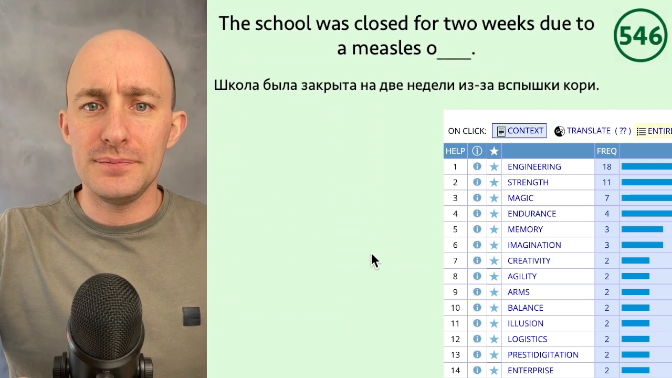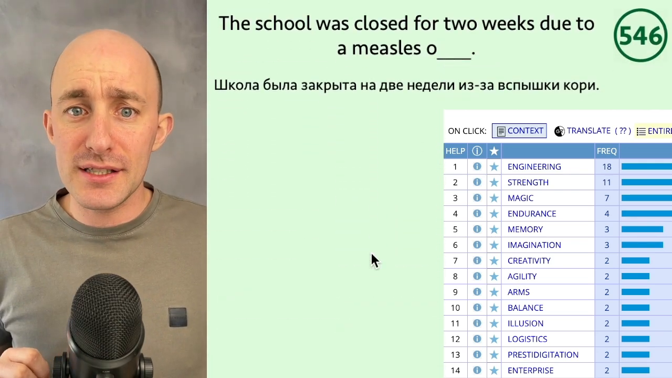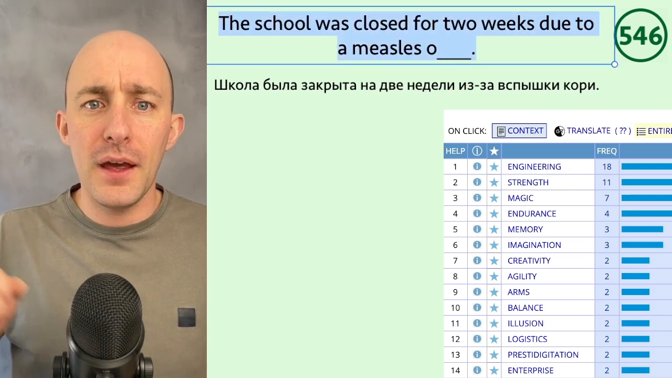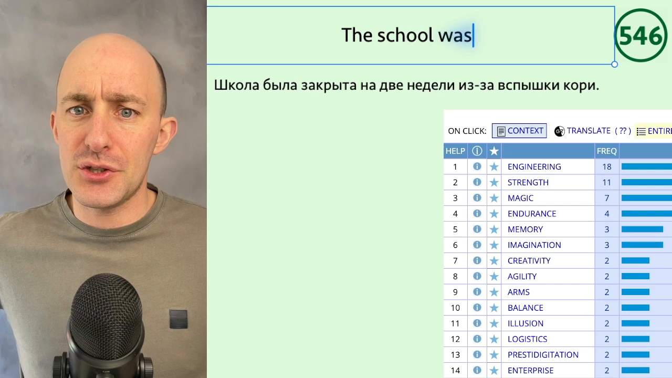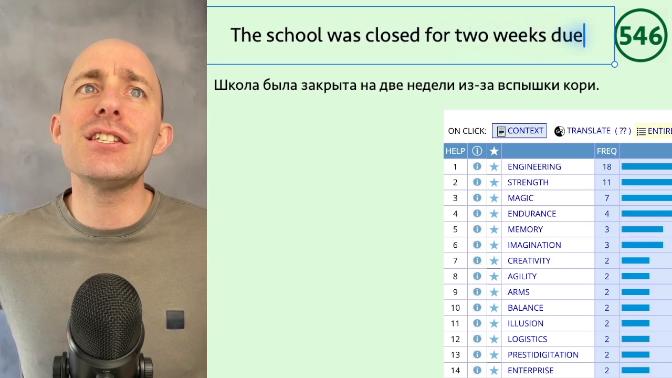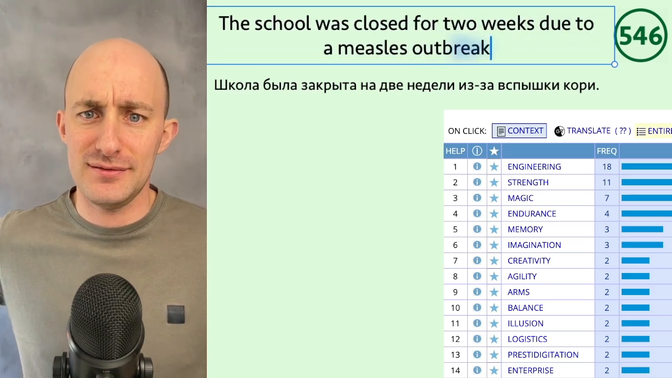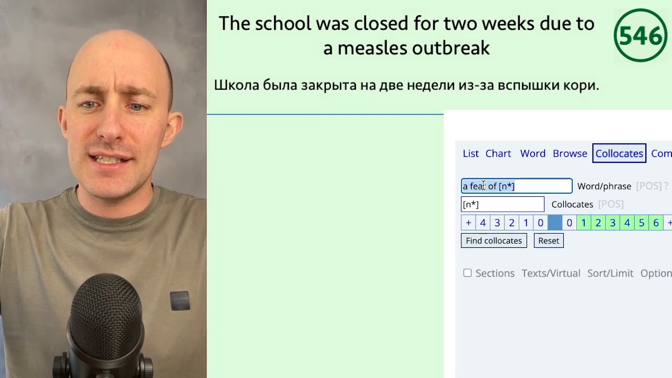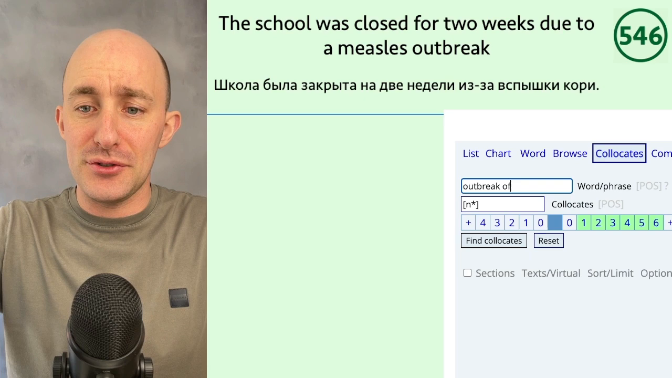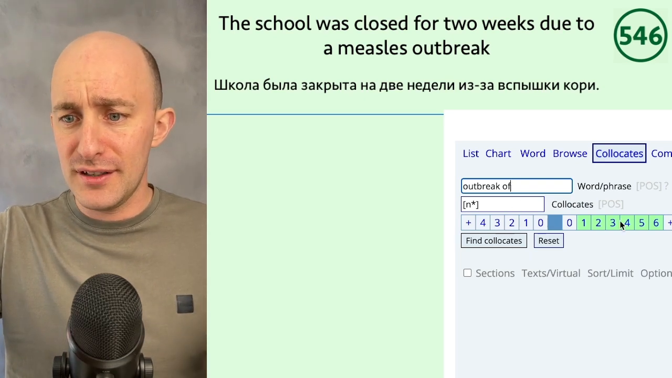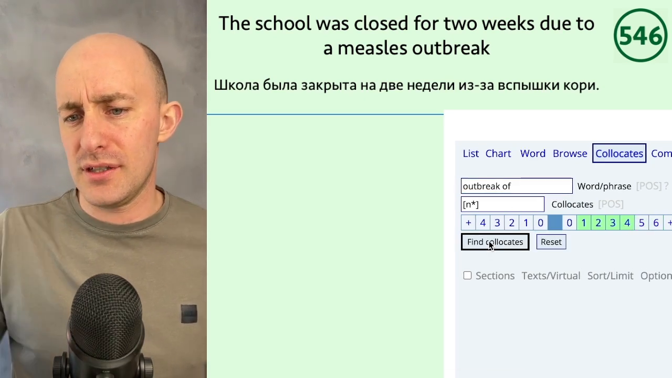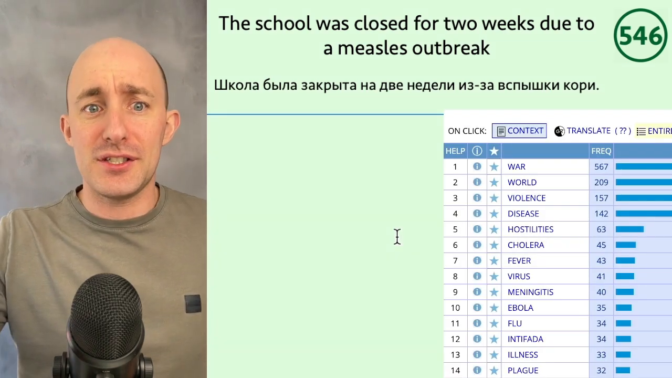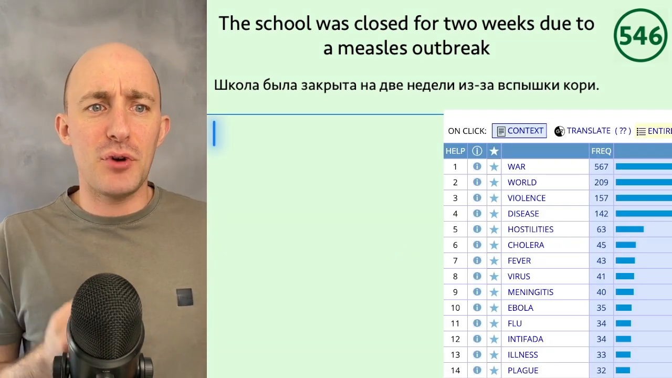The next one. Школа была закрыта на 2 недели из-за вспышки кори. The school was closed for 2 weeks due to a measles outbreak. An outbreak of measles. Let's see what other things can break out. So we can have an outbreak of... Let's have 4 words afterwards and have a look. So war breaks out. So yes, we talk about the outbreak of war.